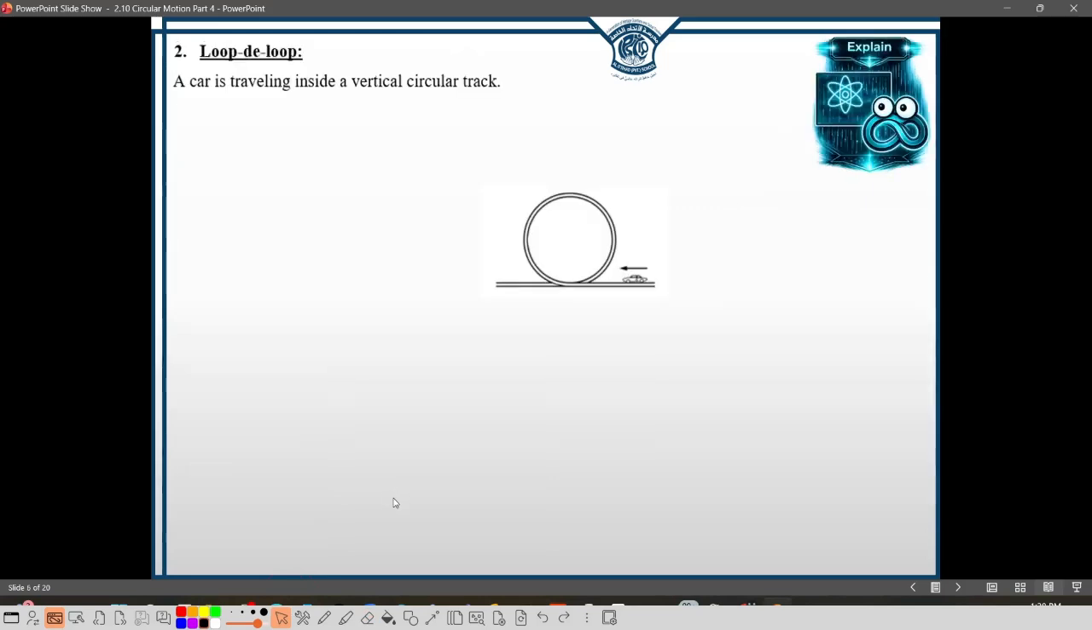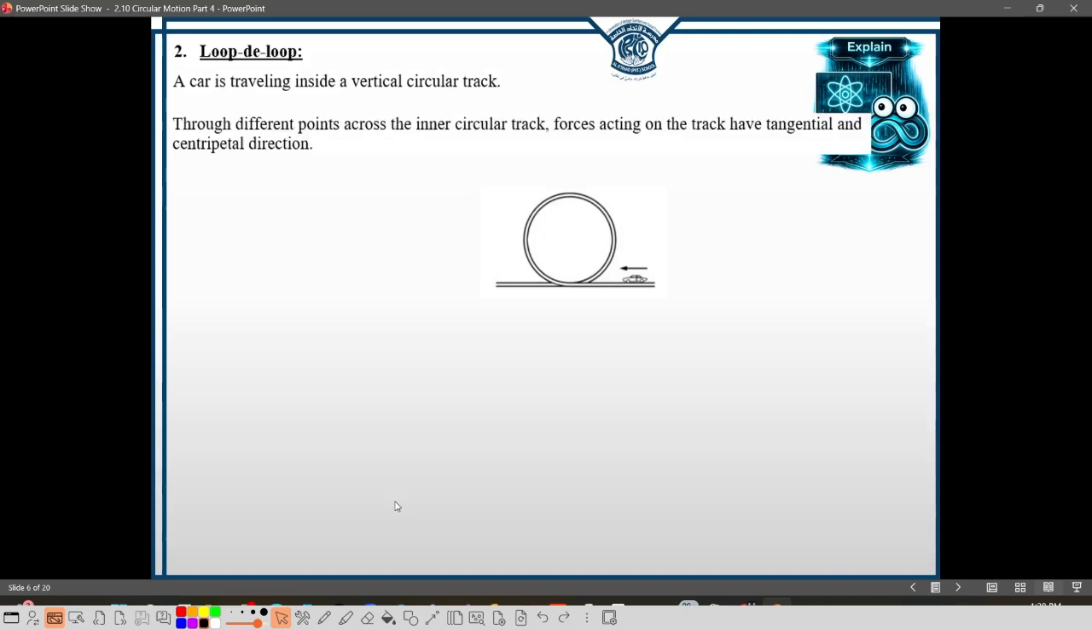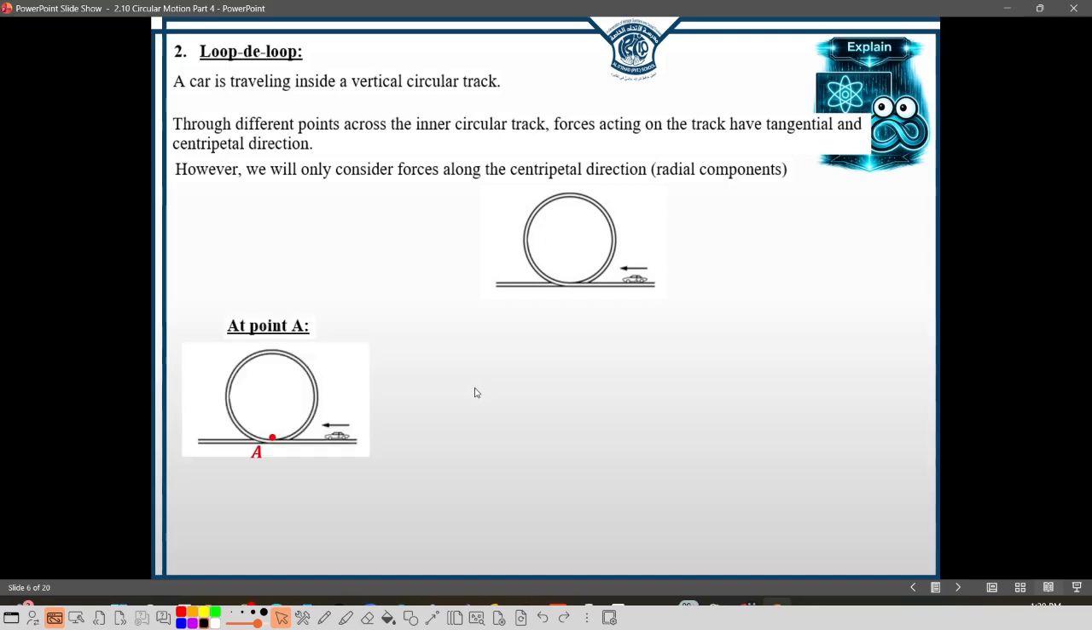Loop de loop. A car is traveling inside a vertical circular track. Through different points across the inner circular track, the forces acting on the car have tangential and centripetal components of acceleration. Again, this is circular motion, so you should expect to have centripetal and tangential acceleration. However, we will only consider forces along the centripetal direction, or the radial components.